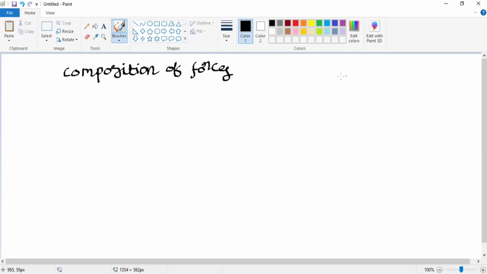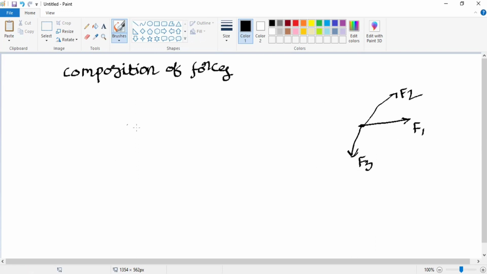To illustrate this concept, I am first considering a system of forces. Suppose this is the force F1, this is the force F2, and this is the force F3. This is one system of forces. If you observe, there are three forces acting in the plane.